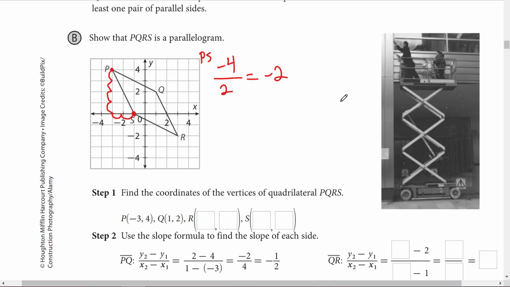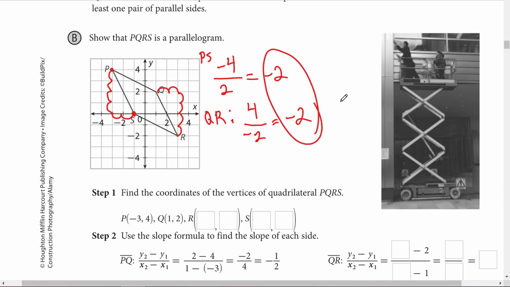Let's take a look at QR. QR has a rise of, let's say I start at R. It doesn't matter which one I start at. Has a rise of 1, 2, 3, 4. So I went up 4, but now I'm going 2 in the negative direction, so that becomes a -2. 4 divided by -2 is also -2. So lines PS and QR have the same slope, they're parallel.